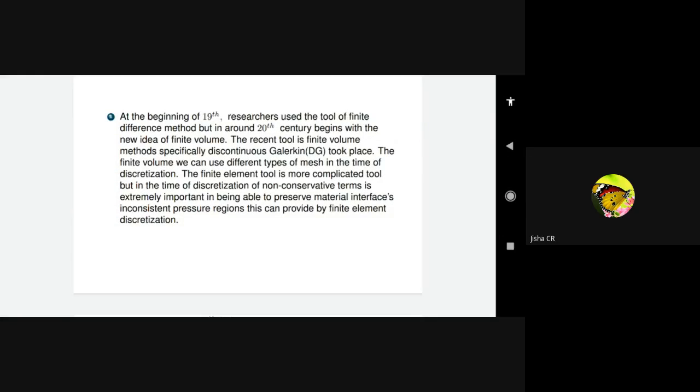At the beginning of the 19th century, some finite difference methods were introduced. After that, in the 20th century, the Galerkin method, the finite difference and Galerkin methods, were used to solve this type of PDE. Next slide, please.